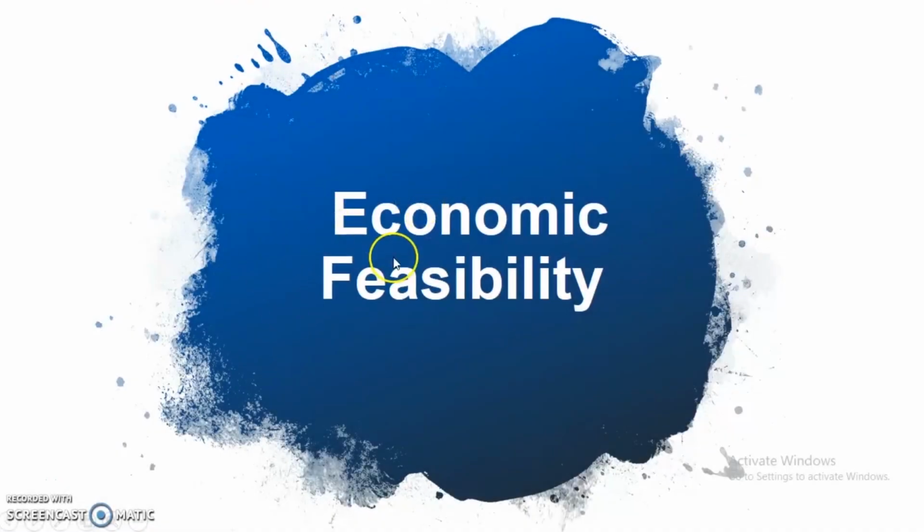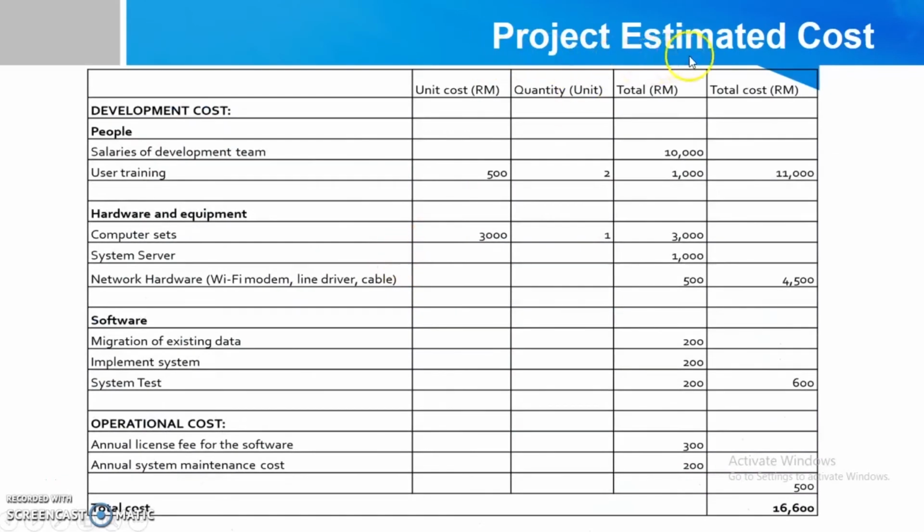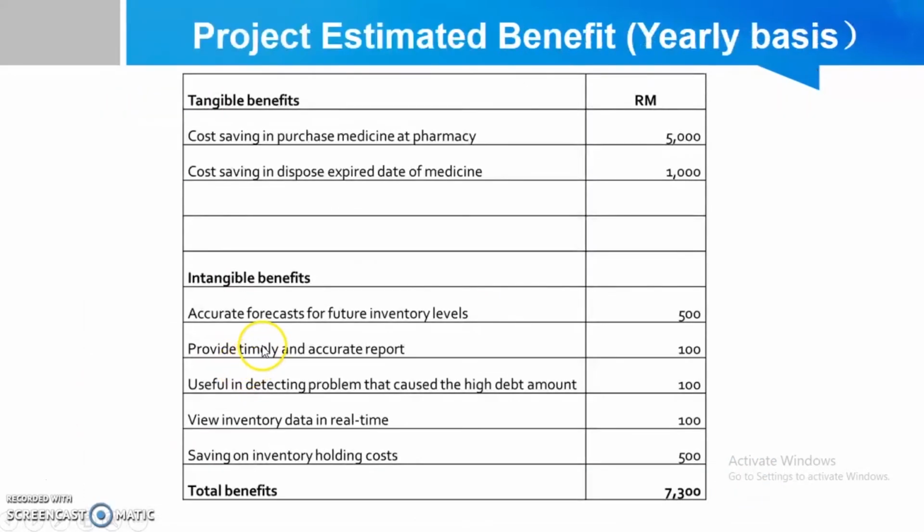Economic feasibility. For this project, we estimate the cost is 16,600, which includes the development cost and the operational cost. We estimate the benefit for the year is 7,300, including the tangible benefit and the intangible benefit.